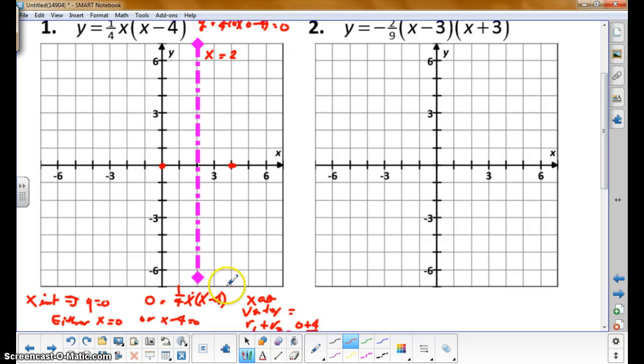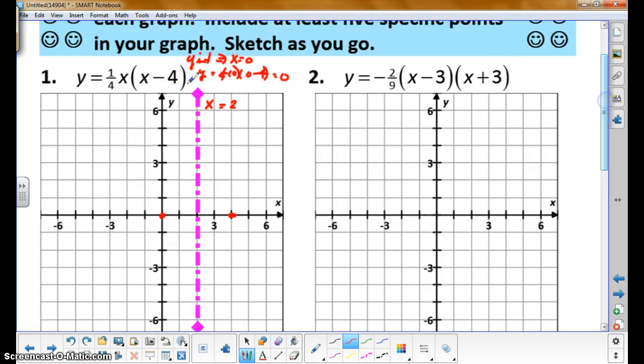Now the coordinates of the vertex. We know that it's going to be along this line. So we can go ahead and plug the vertex in here. So at x equal to 2, y is equal to 1/4 times 2 times 2 minus 4. This is a 4. So 2 times negative 2 divided by 4 is negative 1. So that is going to be the coordinate of the vertex.